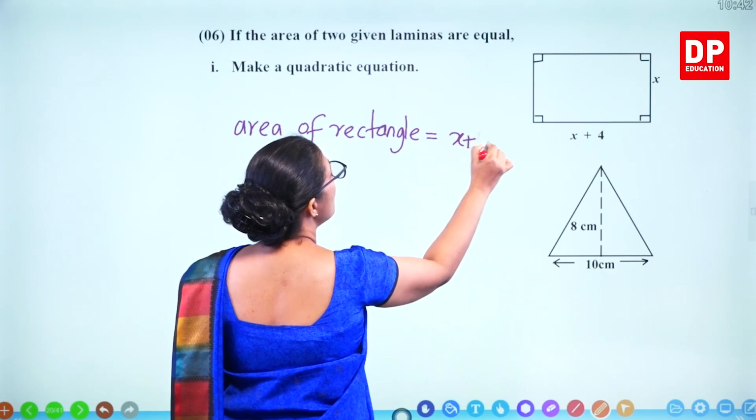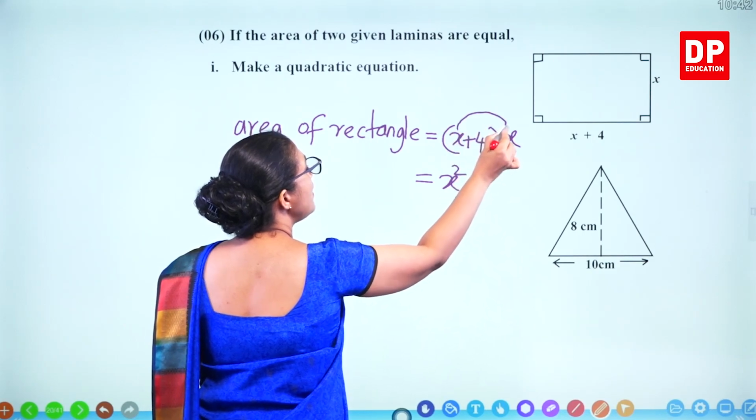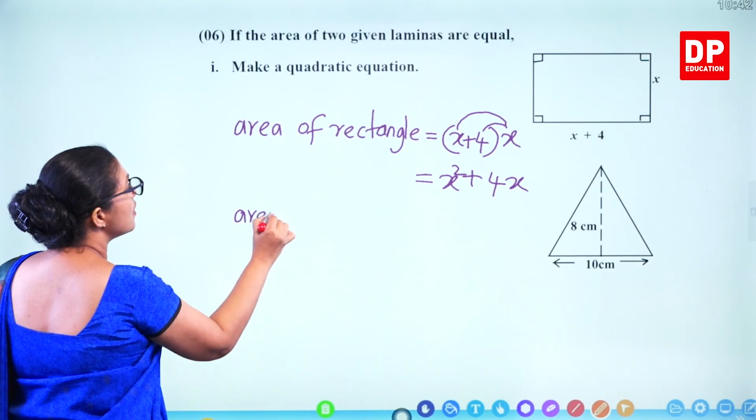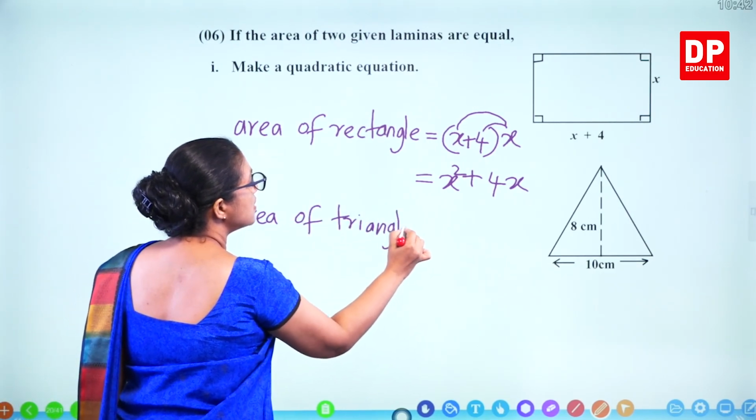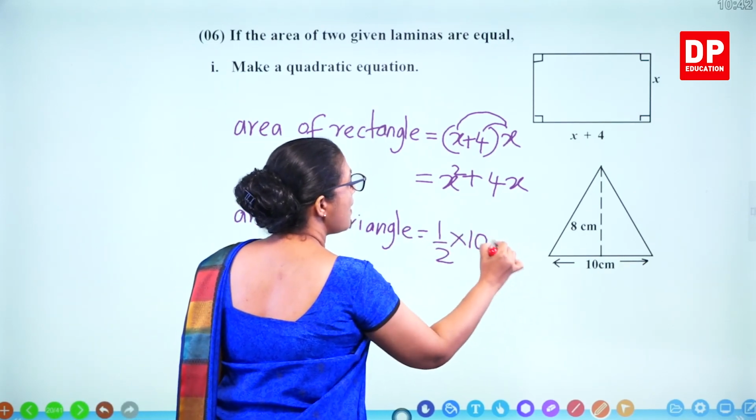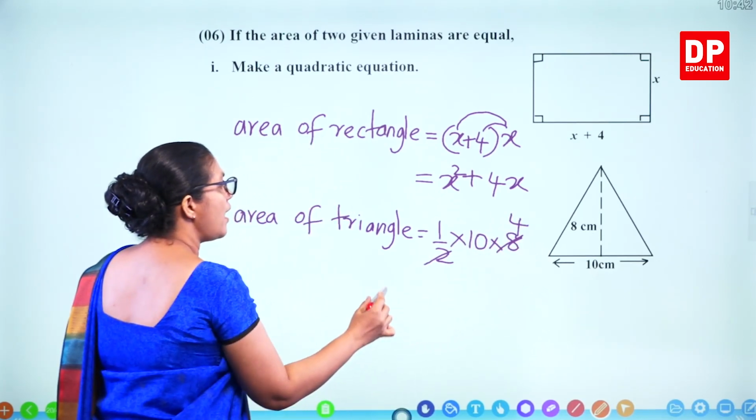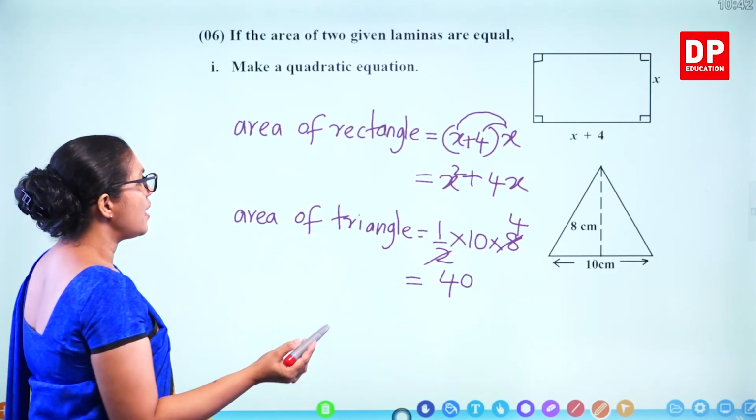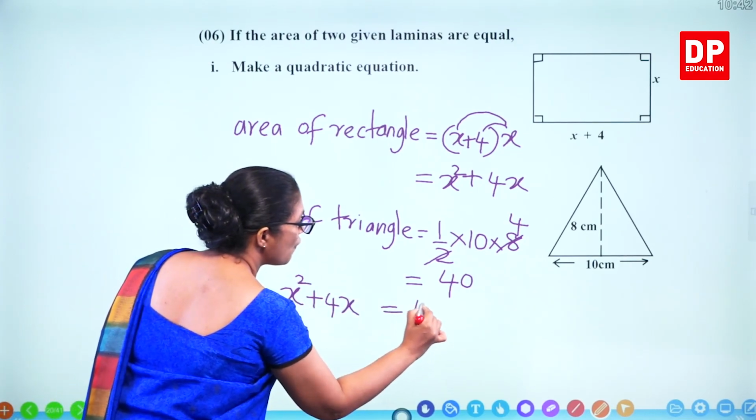X plus 4 into x. So when you expand, you get x squared plus 4x. What's the area of the triangle? Half, base is 10 and the height is 8. 2 times 4, 8. So that's 40. Both areas are equal, so you can equate x squared plus 4x equals 40.